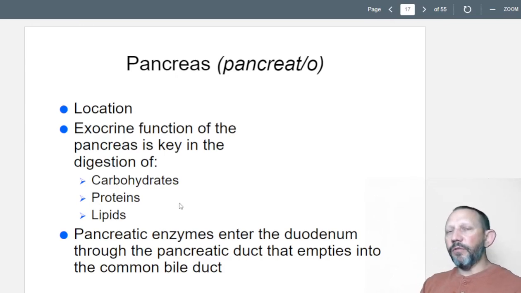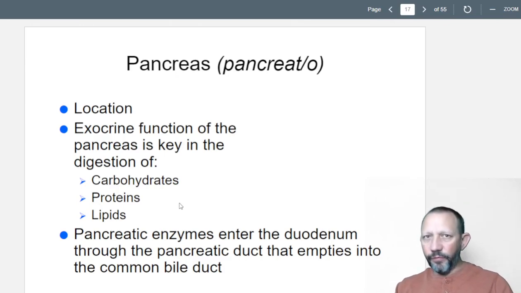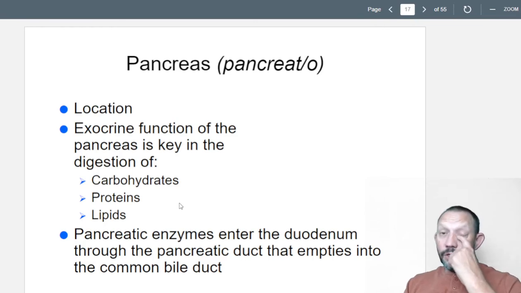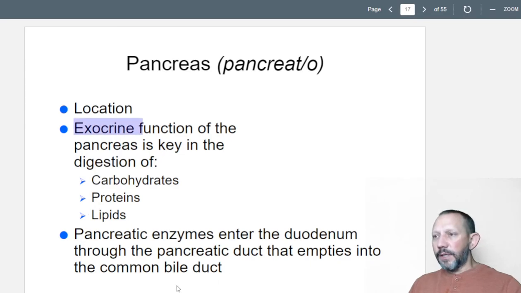Okay, pancreas. Pancreatitis, very, very painful. Pancreatic cancer, very, very bad, very quick, very painful. Location, it is kind of central, epigastric. It's right in the middle. It is attached to the duodenum, so it's right underneath the stomach. Exocrine function. When you see exocrine or endocrine, it doesn't say endocrine in here, does it? Not yet. Okay, so it has endocrine and exocrine functions.